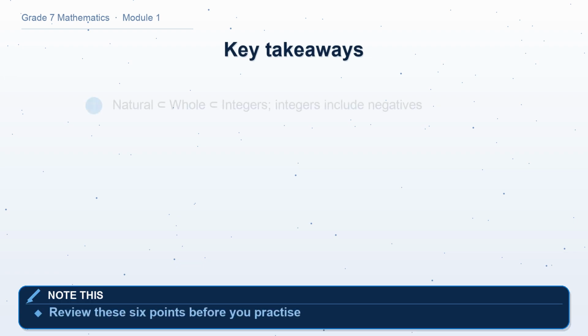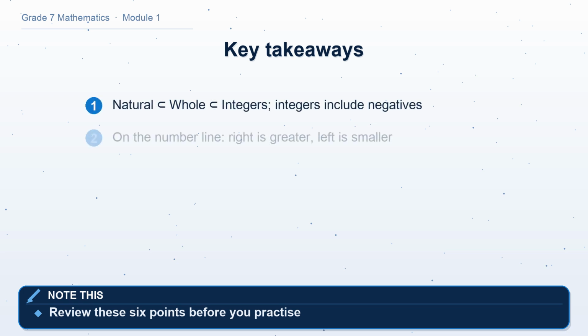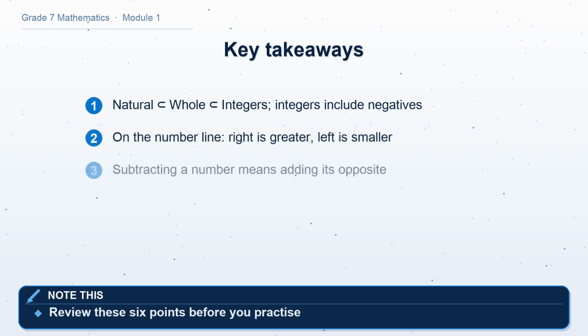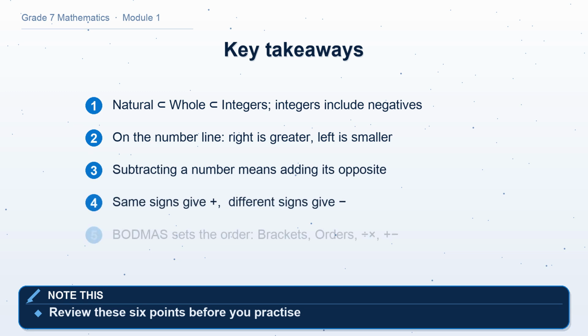Here is a quick summary of the key ideas. The integers extend the whole numbers into the negatives. On the number line, right is greater and left is smaller. Subtracting is the same as adding the opposite. Same signs give a positive and different signs give a negative. BODMAS sets the order of operations, and prime factors give us the highest common factor and lowest common multiple.